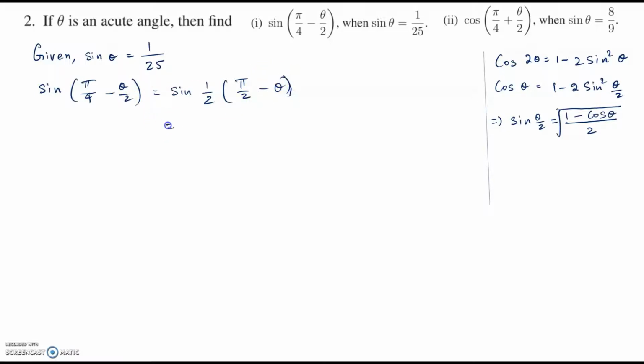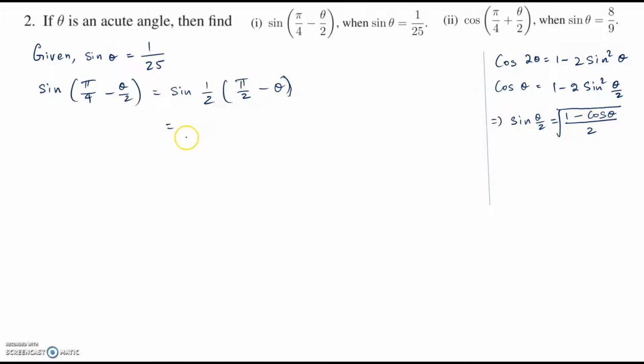Right. Now this is in the form of sine theta/2. So let's replace this pi/2 minus theta into this cos theta here. Okay, so it's the same. Instead of theta here, we have pi/2 minus theta. So replacing this theta with pi/2 minus theta in cos theta here.